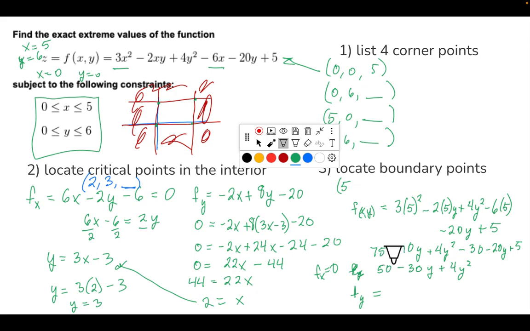Derivative of 50 is 0, because that's a constant. Derivative of negative 30y is just going to be negative 30 times 1. Derivative of 4y squared, 2 times 4 is 8, and the derivative of y squared is y to the first. Set that equal to 0. Okay, we can add 30 to both sides. So I've got 8y equals 30. Divide both sides by 8. I'm going to get y equals 3 point something, right?